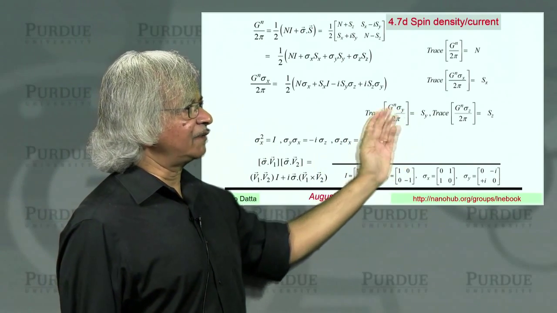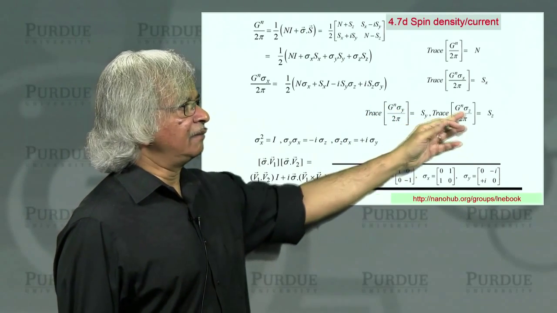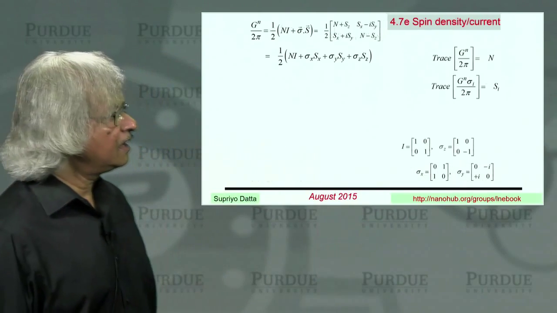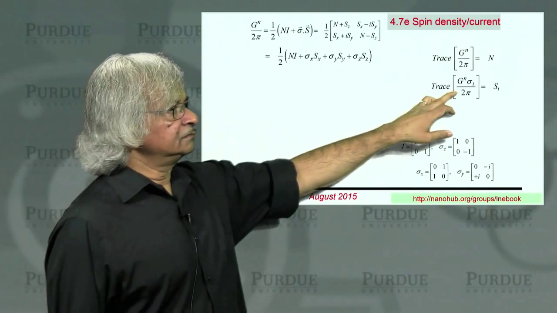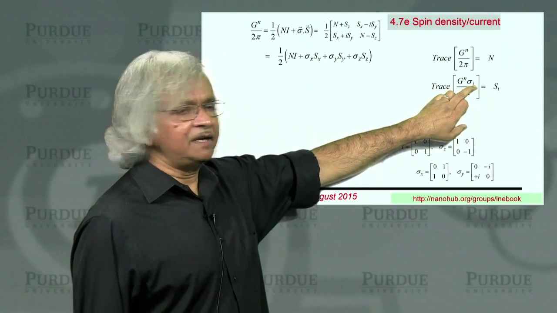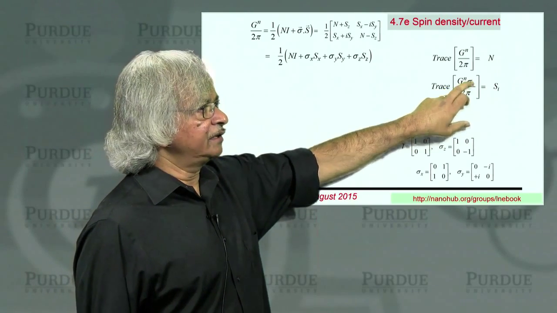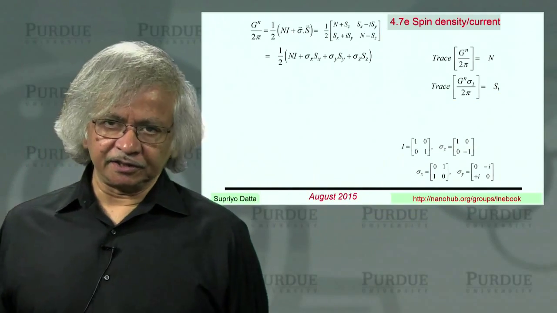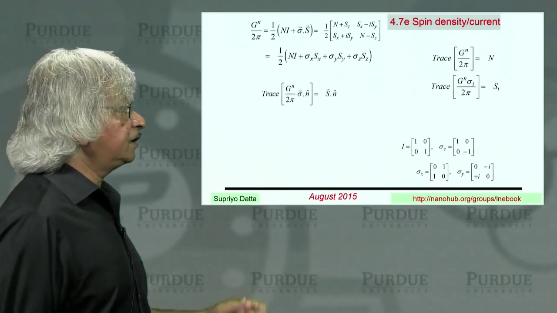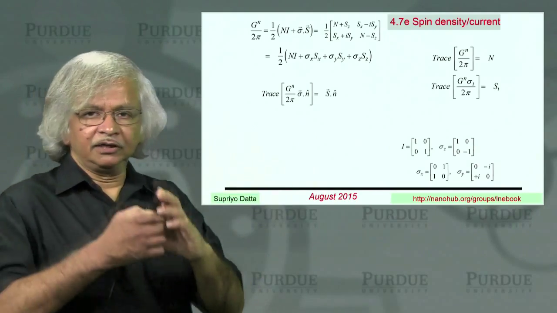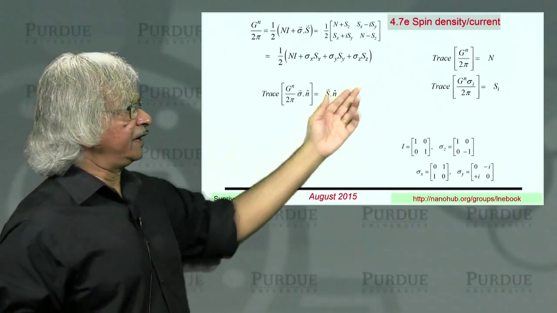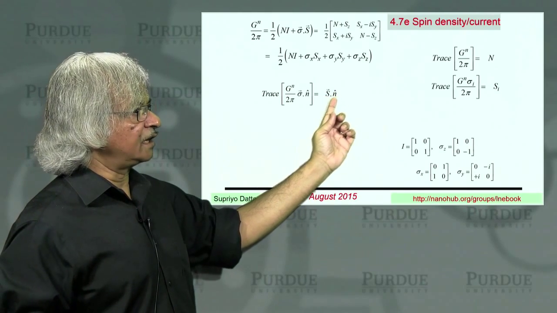You multiply by sigma y, trace it, you'll get Sy. Multiply by sigma z, trace it, you'll get Sz. So in general, you can multiply by sigma in any particular direction i and trace it, and you'll get the spin in that direction. And in general, if you want to write the spin in a particular direction n, some special vector n, that's like you have to take s dot n.